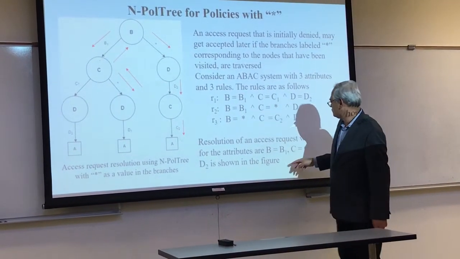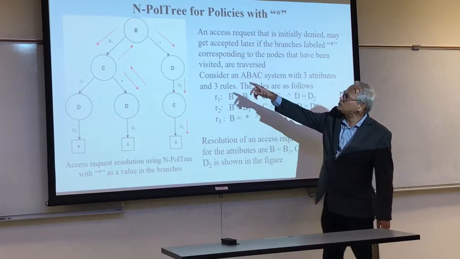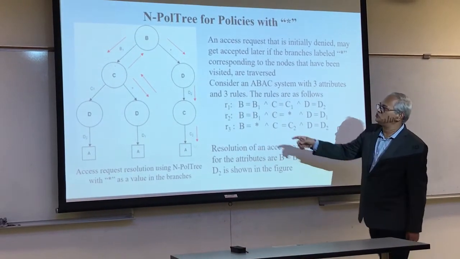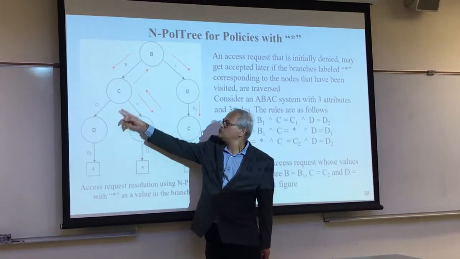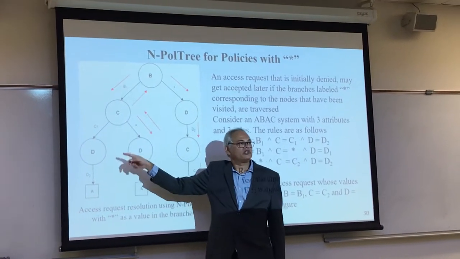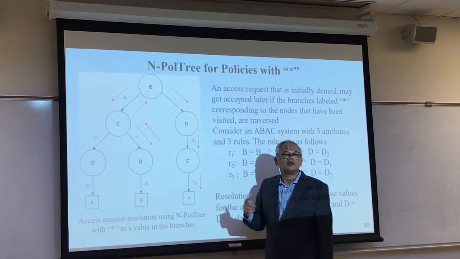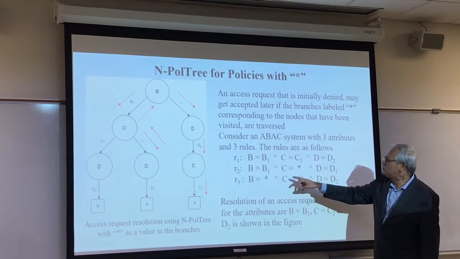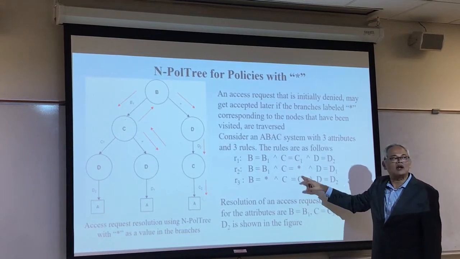Then say first we check that b equal to b1, so we follow that left branch, b equal to b1, and then c equal to c2. But here you see that for c equal to c2, there is no option. So apparently it would mean that the access will be denied. But you see that there is this b equal to b1 and c equal to star that is there.